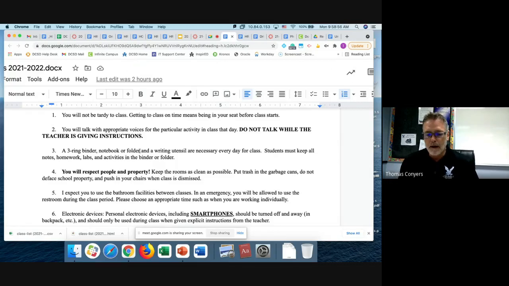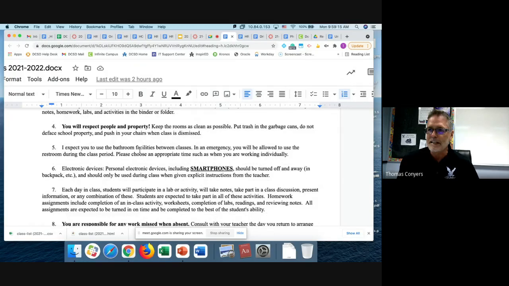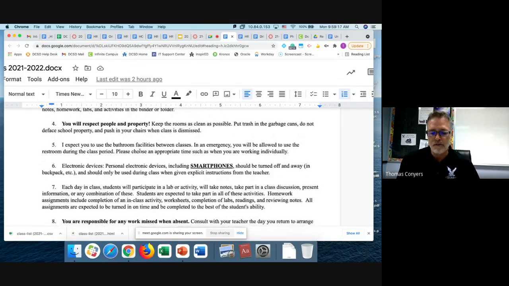All right. It says number 4, you will respect people and property. Basically, this is take care of the classroom. It's your classroom and it's everybody else that uses it, not just this year, but every year after this. When you're working at the lab benches, don't use the sinks like trash cans. Please use the trash cans for your trash. They tend to get used that way. Please, let's not do that.